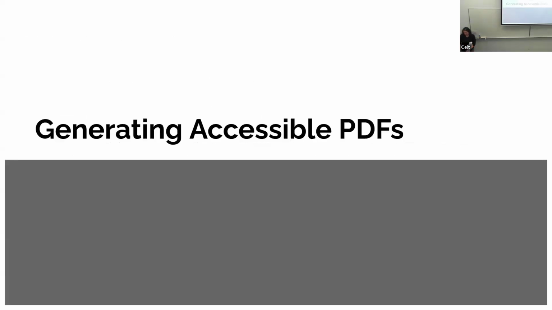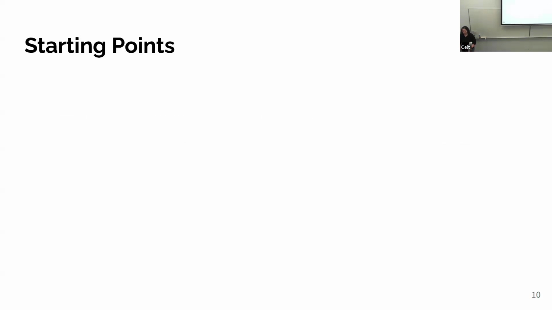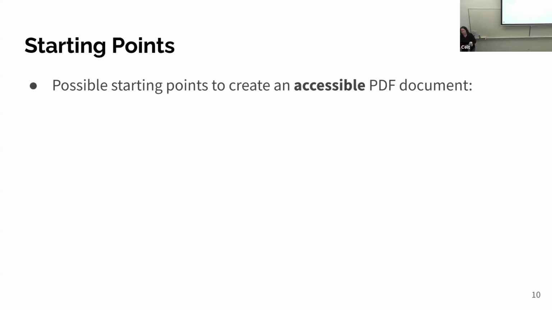All right. So now that we understand a little bit what markup languages are and what LaTeX is, let's understand what entails generating accessible PDFs. Generating PDFs is very easy, but how do we make them accessible? We have a few options of starting points to create an accessible PDF document. We actually have 4 possible starting points. We could have the source document, which is when you have your LaTeX or your HTML or even your Word file.